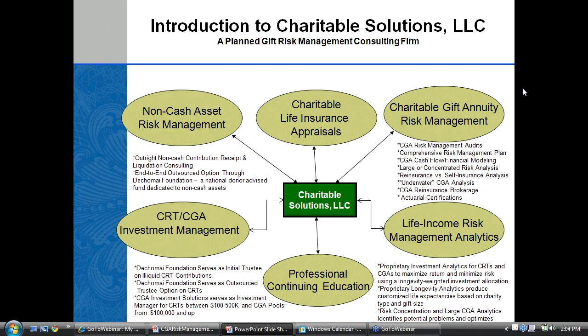So obviously, from a risk management standpoint, a lot of attention is given to those specific areas, which then means we give a lot of attention to different ways of being able to mitigate risk in both of those areas, either directly or indirectly, and I'll go through a couple ways that we do that. First is the non-cash asset risk management side.